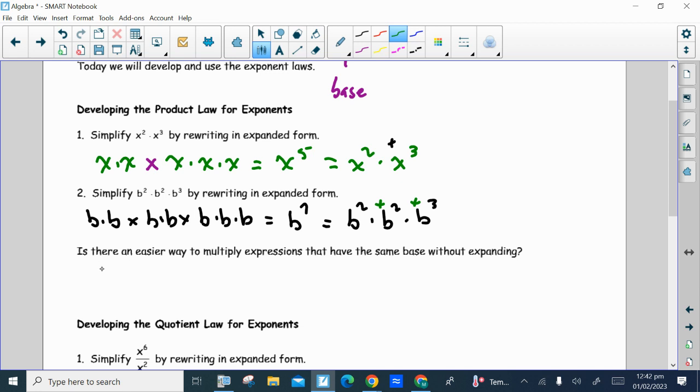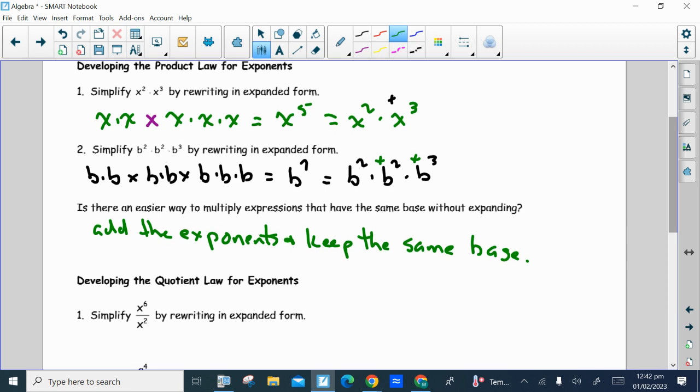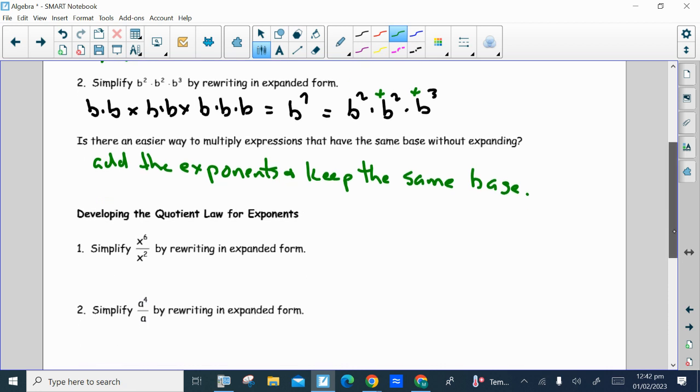So the easier way is to add the exponents and keep the same base. That's the product law of exponents. It's a way for us to simplify expressions that have multiple things together that are multiplied with the same base.